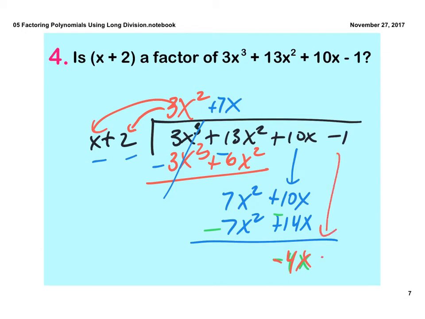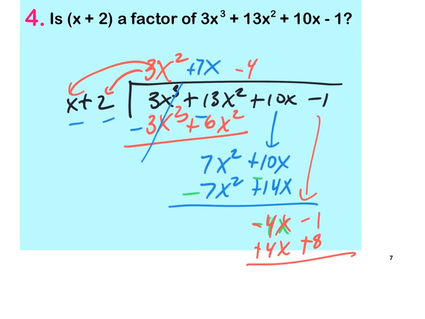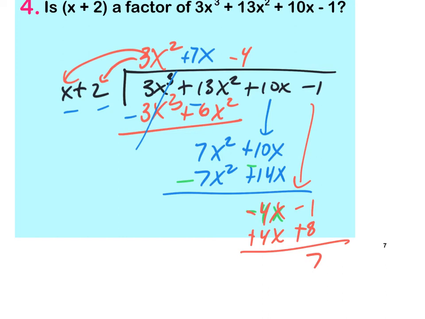Bring down the minus 1. What needs to go here? Negative 4, I think, so I'm going to check. Negative 4 times x, negative 4x. Negative 4 times the 2, negative 8. Dang. Opposite, opposite. Why did I say dang? Because not everything canceled out. I ended up with a 7. Now there's two choices here. I either screwed up something, or I did it right, and this is not a factor.